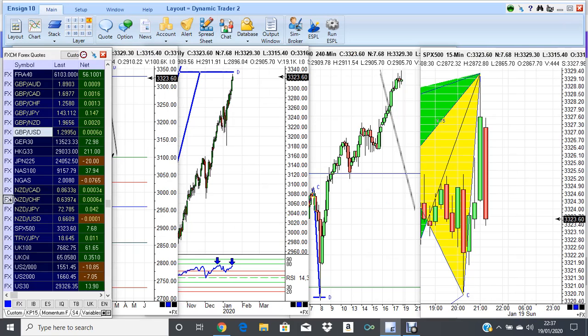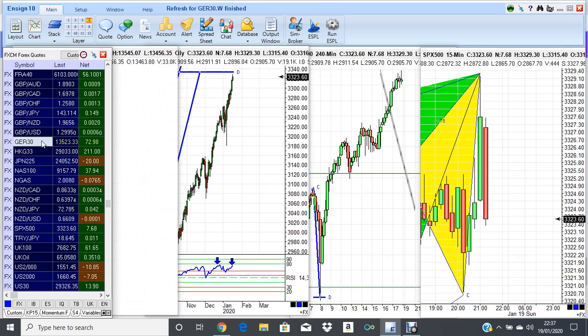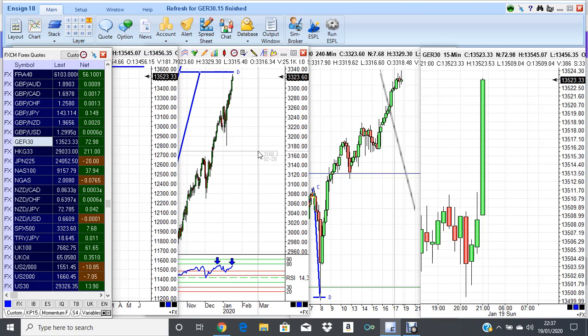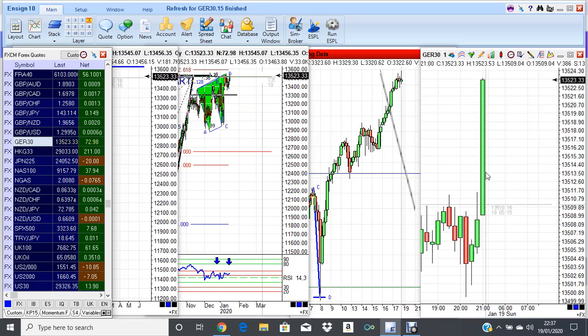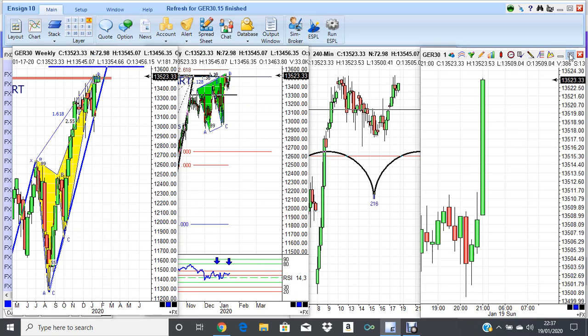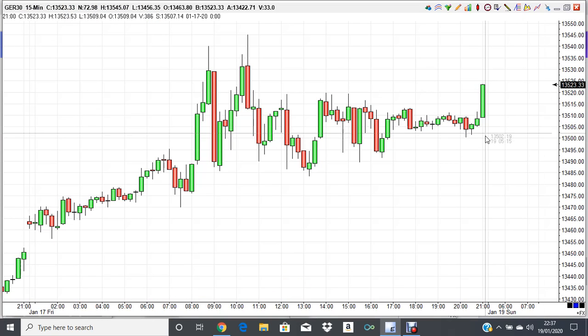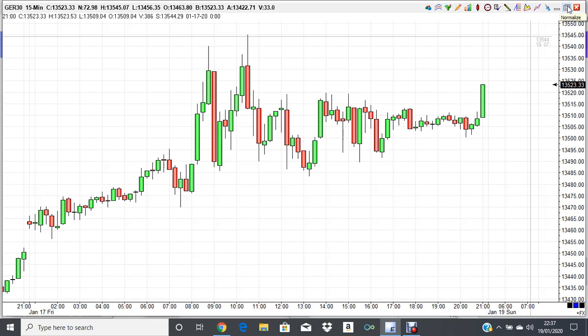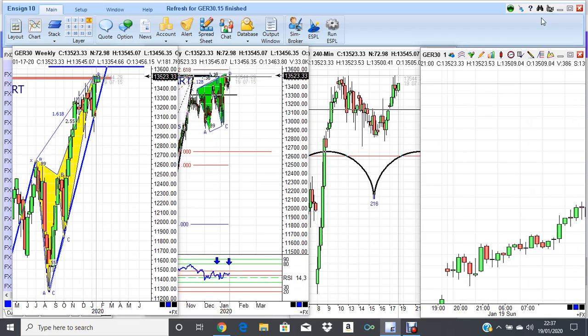If you want a quick look at the DAX, we can have a look at the DAX. The DAX just took off to the upside after the close. That's the 15-minute chart of the DAX on Friday, and that was the 2100 candle on Friday, and then, look what we're seeing.